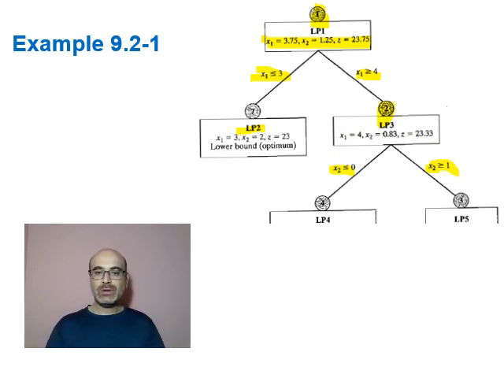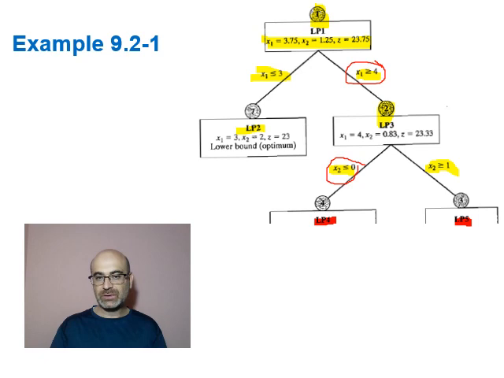So what do we have now? We have LP4 and LP5. In the first one, we have x2 less than or equal to 0, and in the other x2 greater than or equal to 1. Now look, in LP4, what do we have? We have the original problem, which is LP1. To LP1, in the first step, we included x1 greater than or equal to 4. And in the second step, we include x2 less than or equal to 0. So now in LP4 we have both of these constraints.